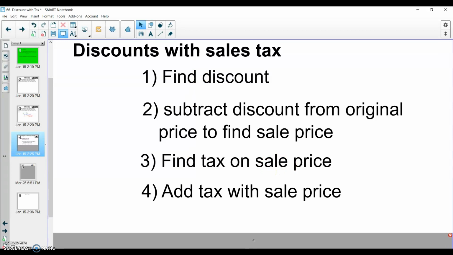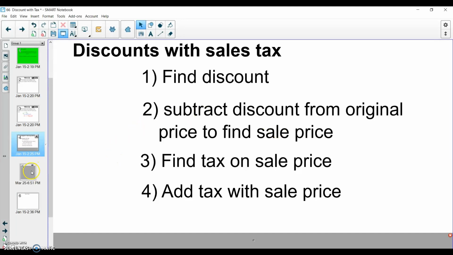And then what you have to do is add that tax to the sale price. So you subtracted your discount from your original price to find your sale price, but now you've got to add the tax onto it. It's essentially like you're doing your first set of equivalent fractions, finding the cost, and then you're doing a second set of equivalent fractions, but instead of subtracting, this time you add it.